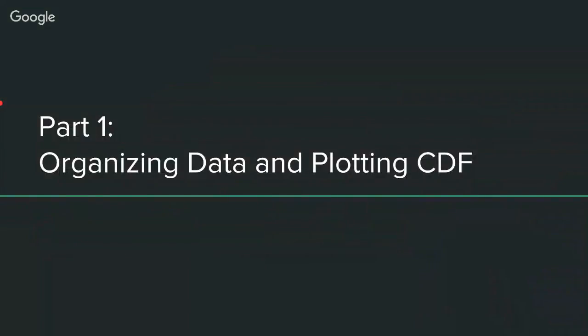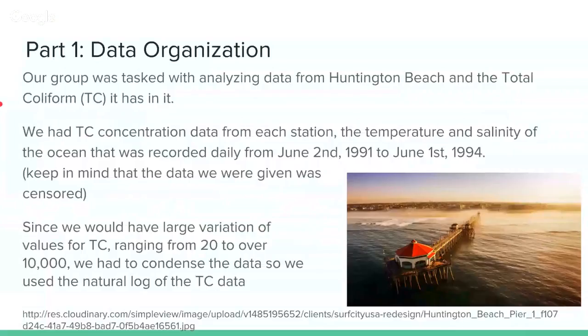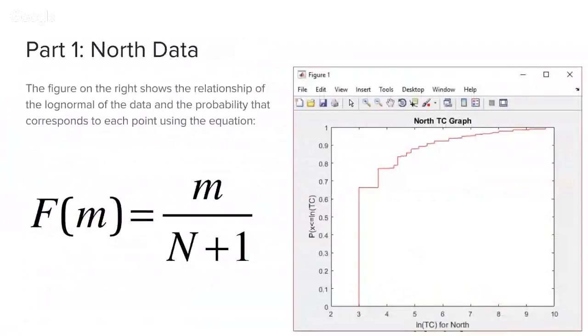So part 1 was just organizing data and plotting the CDFs. Our group was given data from 1991 to 1994. And there was some sensor data in this 3-year period. It only went down to about 20 TC and up to 160,000, so we could have values above and below that. And then also in between, there were some days that just didn't have data for them. So that was censored and was not really applied to our project.